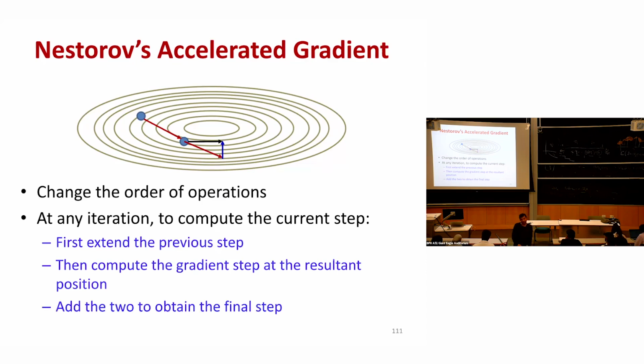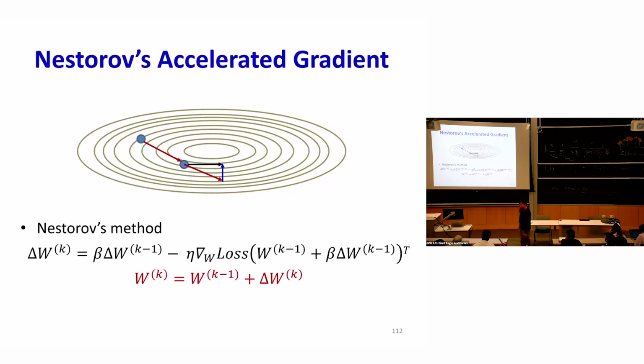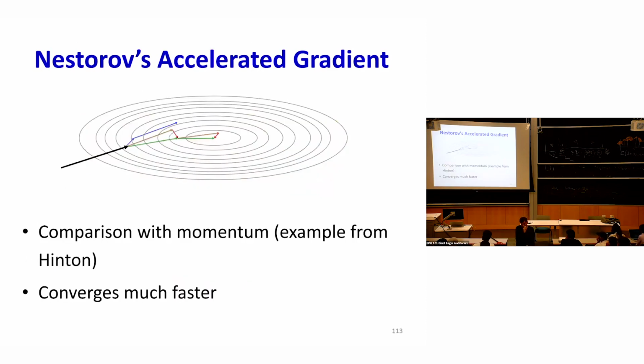This was Nesterov's accelerated gradient. The formulae are over here. This is like saying I'm going to be extending my current step and computing the gradient at the new location. And that is the correction that I'm going to be taking from that new location. So within each step, you're still performing the same two steps, but the order is different. And it turns out that this is actually much more optimal than standard momentum updates.